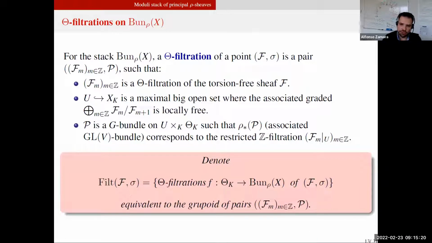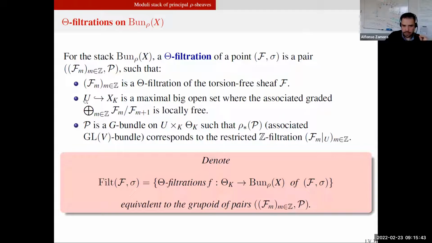What is the notion of theta filtration in the stack of principal bundles? So in the stack of principal ρ-sheaves, a theta filtration of a point F sigma is a pair, where the first element of the pair is a theta filtration of the underlying torsion-free sheaf. And then P, what is P?